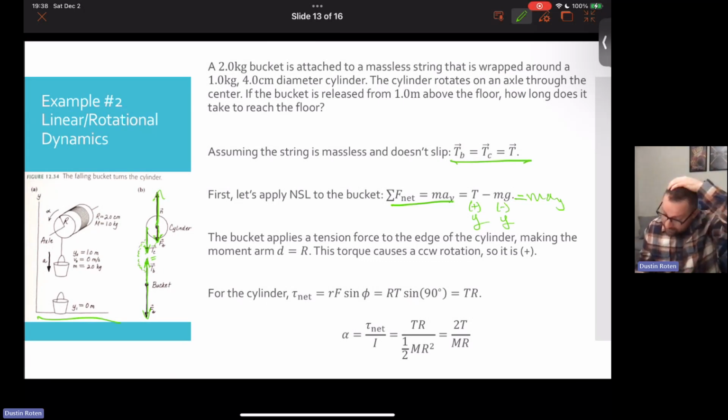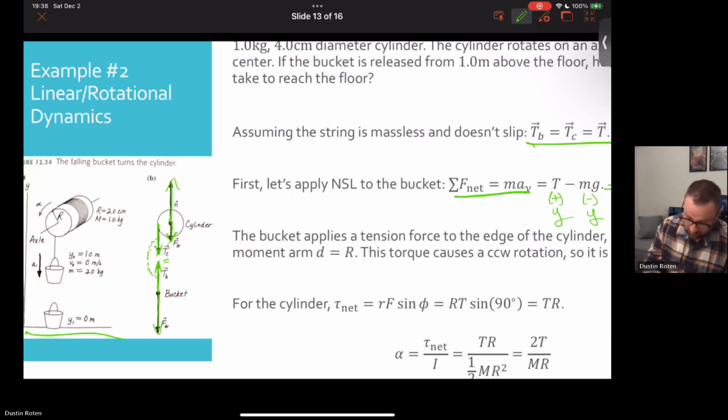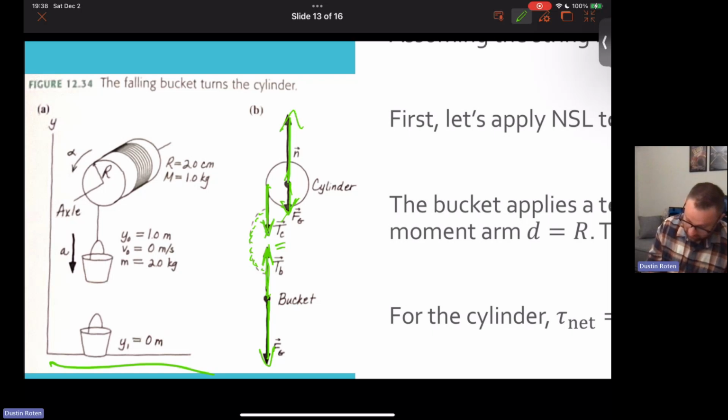The bucket applies a tension force to the edge of the cylinder, making the moment arm just R, right? So here's our moment arm R.